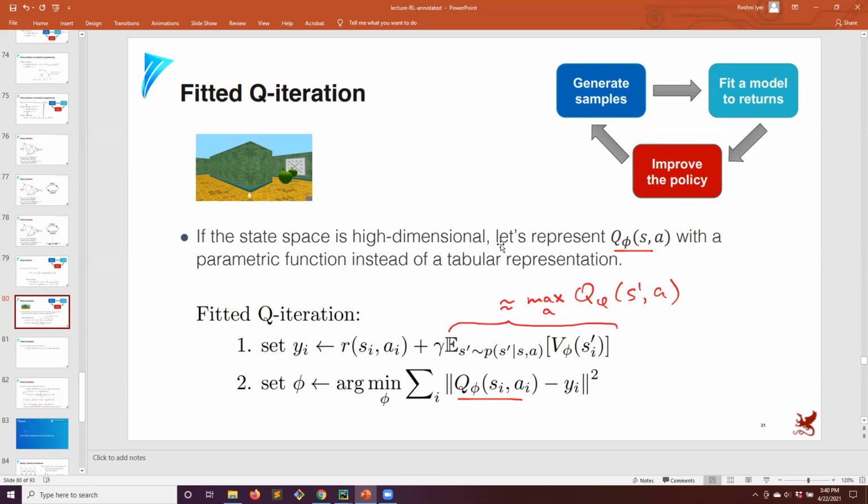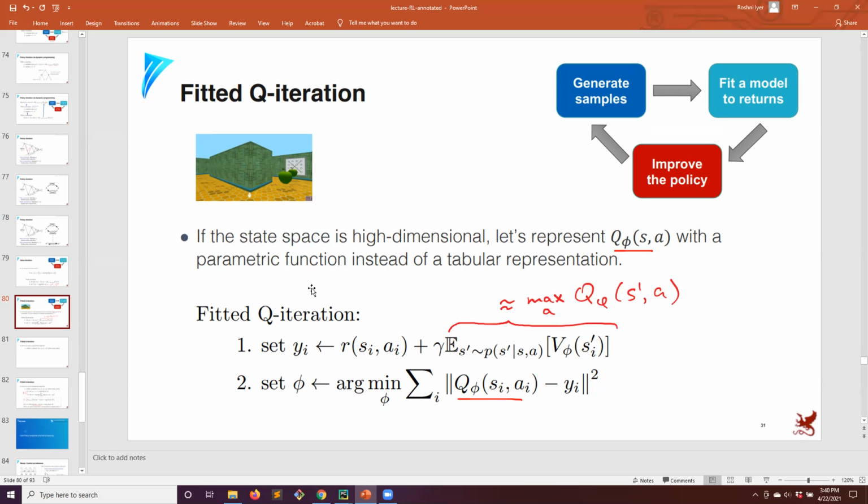But now the question is, what if this Q function is very, very high dimensional? We can't really afford to do that. We don't have enough memory capacity to be able to do that. So what we can instead do is find a way to approximate it using a parametric function. So let's try parametrizing this.